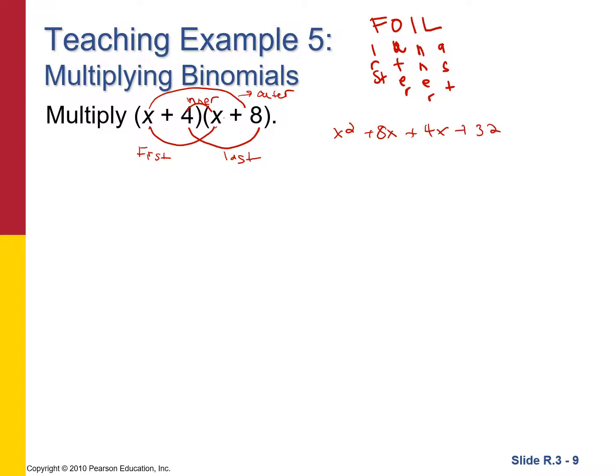You need to combine these terms right here. So this is x squared plus 12x plus 32.